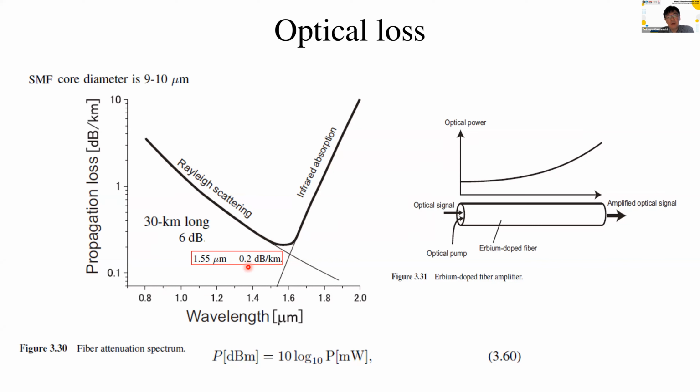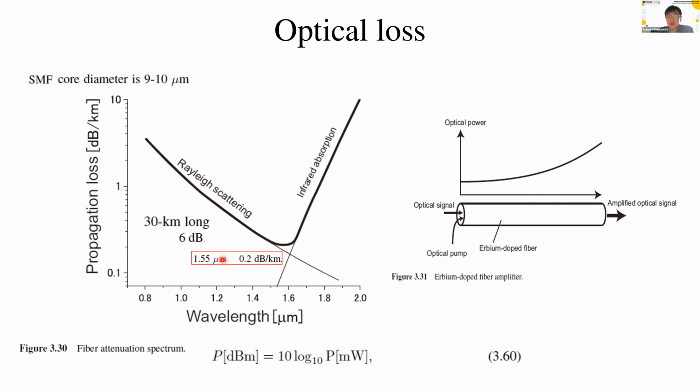If the wavelength is longer than this, the loss will be larger due to infrared absorption. If the wavelength is shorter than this, we may have Rayleigh scattering. Rayleigh scattering is caused by random structure inside the glass.